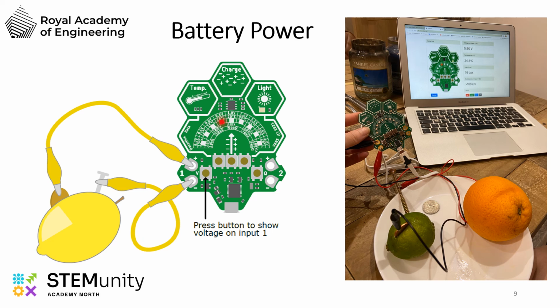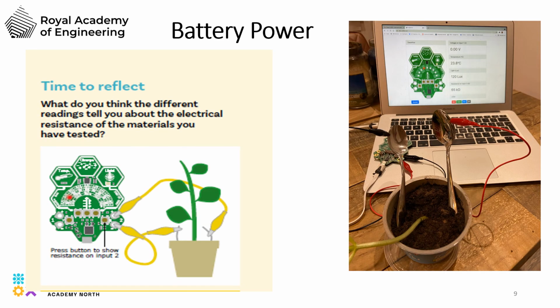You can also use your data hive as a voltmeter and an ohmmeter. When used with the data hive website, it can also double up as a live data logger. Here you can see it being used in the classic fruit battery experiment to measure voltage. Or here it is being used to evaluate mineral density in soil by measuring the electrical resistance. There are a lot more uses of the data hives in the Sustainable Futures resource from the Royal Academy of Engineering.